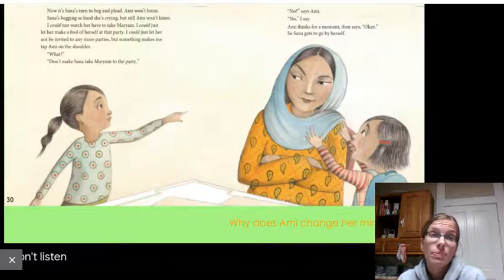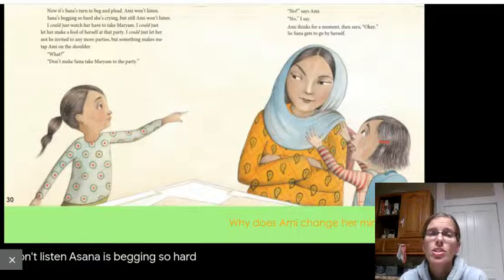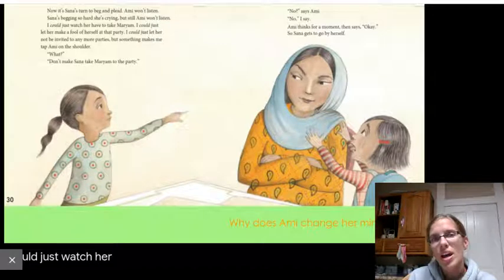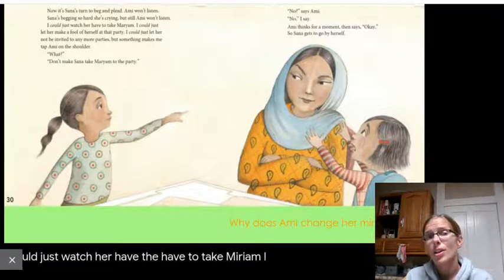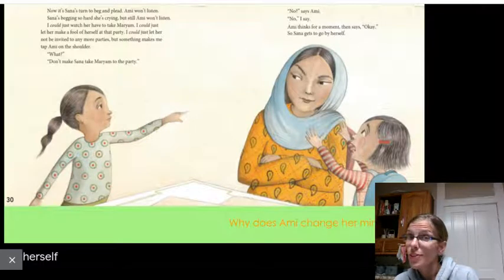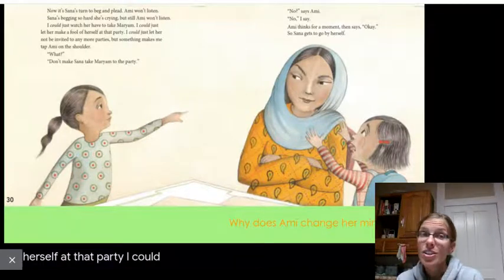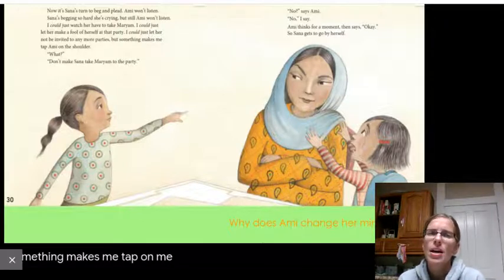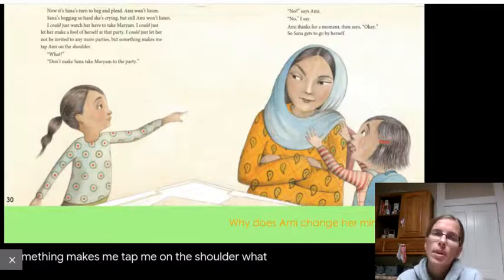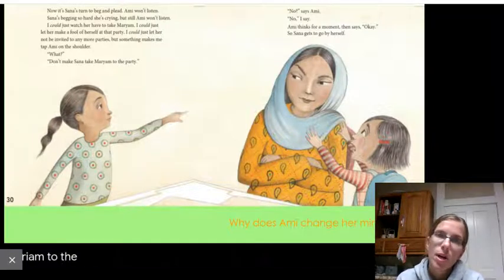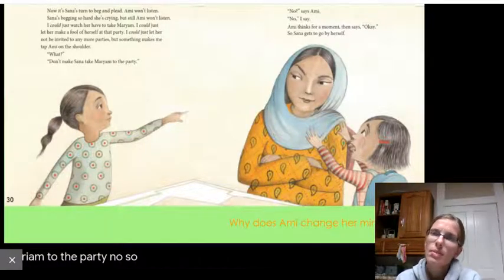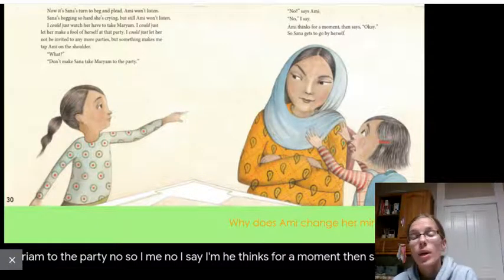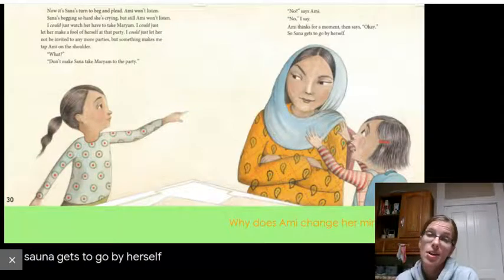Ami won't listen. Sana is begging so hard she's crying, but still Ami won't listen. I could just watch her have to take Miriam. I could just let her make a fool of herself at that party. I could just let her not be invited to any more parties. But something makes me tap Ami on the shoulder. What? Don't make Sana take Miriam to the party. No, says Ami. No, I say. Ami thinks for a moment, then says, okay, so Sana gets to go by herself.